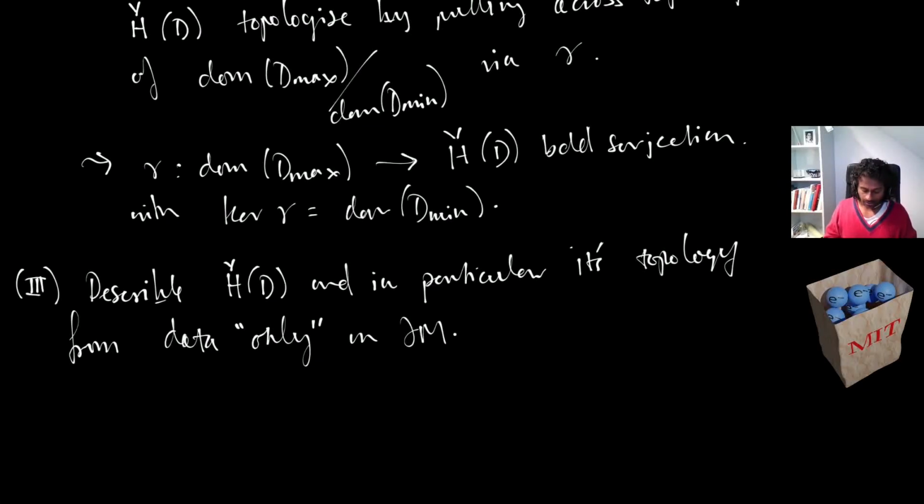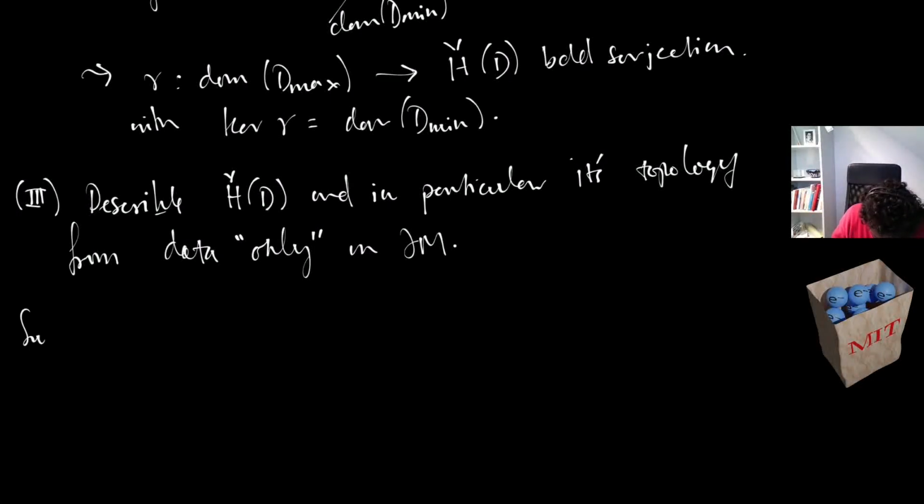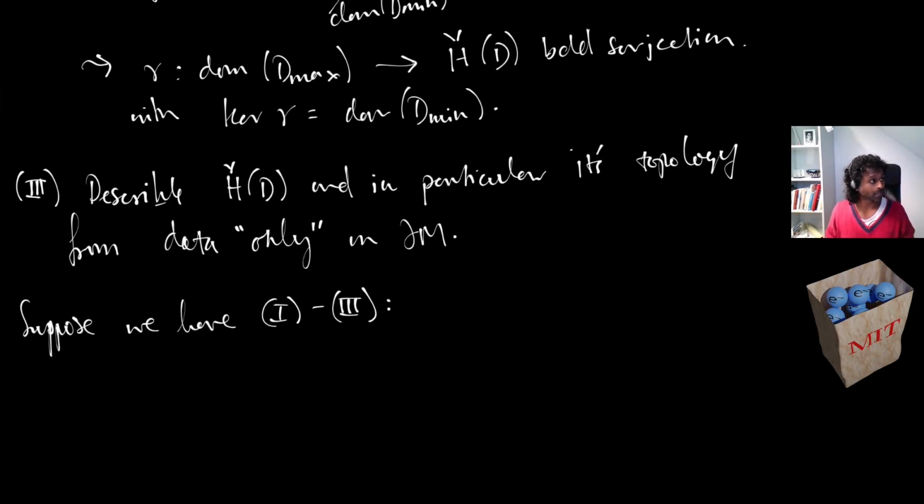Okay, so let's suppose that we can do that. Let's suppose that we have 1 to 3. This is really just me pointing out a roadmap of what we want to do, and then we'll fill in the details as we go along. So suppose we have 1 to 3.